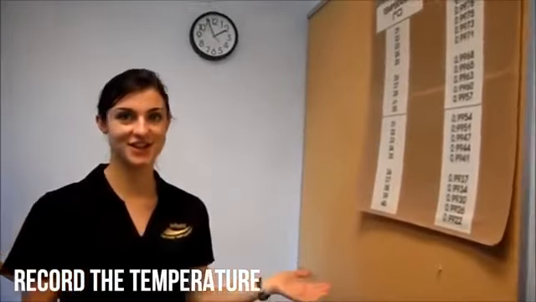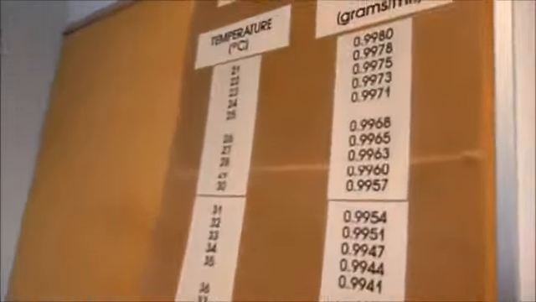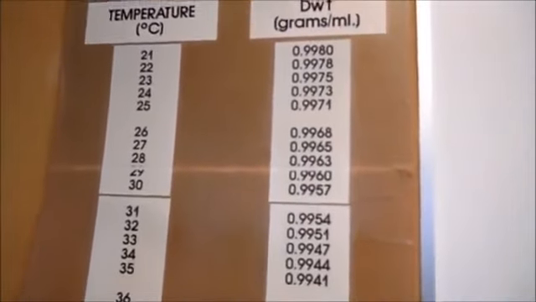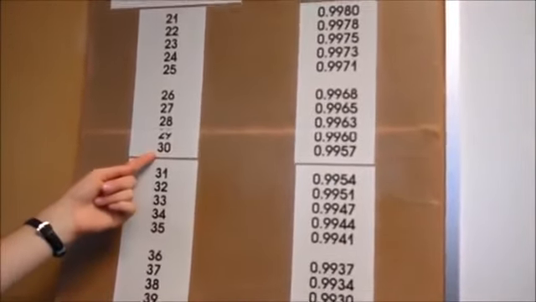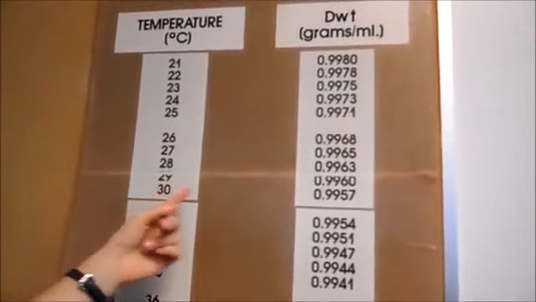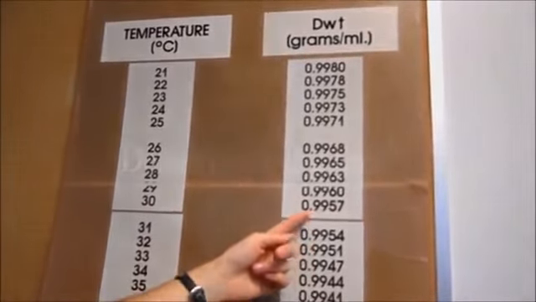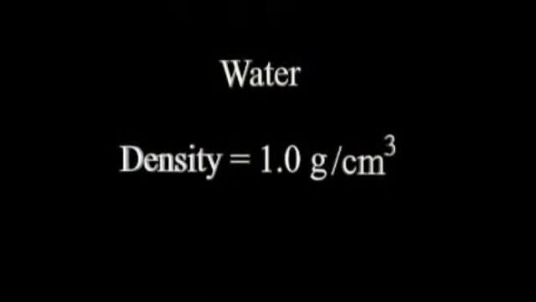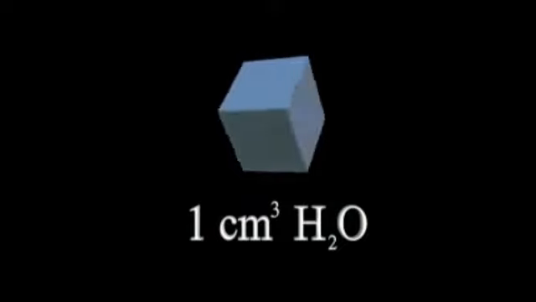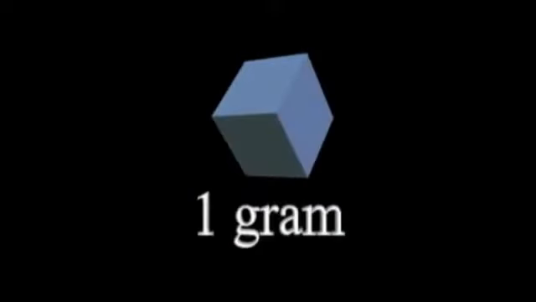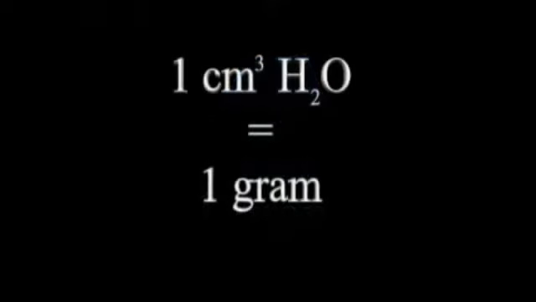This is the water density chart, and this is how you will find the density of the water to make your measurements accurate. We got a reading of 30 degrees Celsius in our tank today, so we'll look across and find that the density of the water is 0.9957. That's interesting. 1 cubic centimeter of water has a mass of 1 gram. This is not a coincidence. If you research the history of the metric system, you will find that the first standard metric unit of mass, the gram, was defined as the mass of 1 cubic centimeter of water.